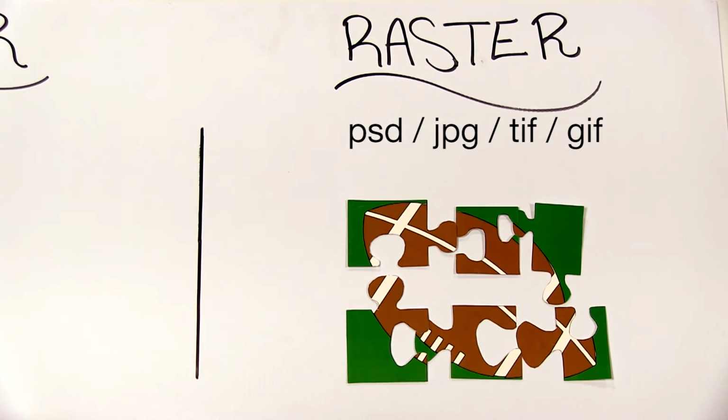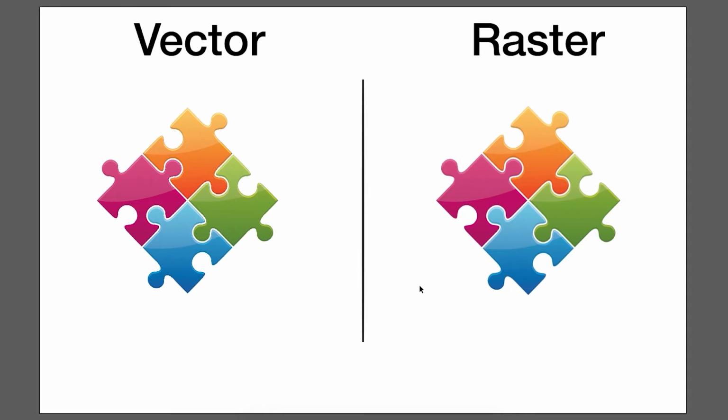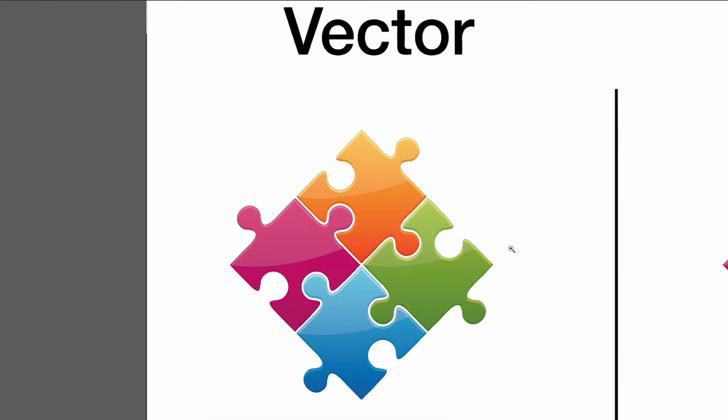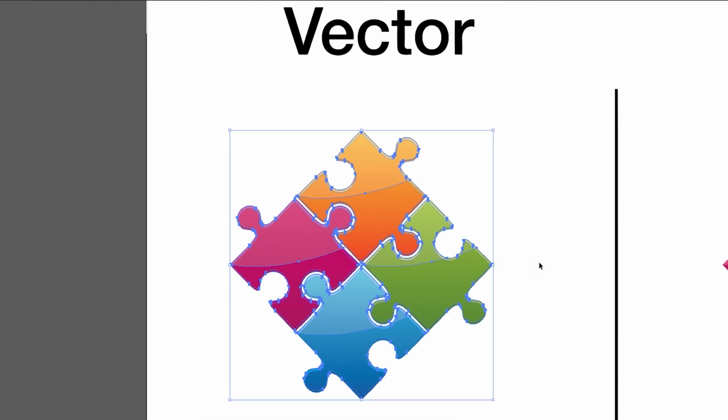Let's transfer the concepts we just learned about vector versus raster and make an artwork file. As you can see, we have a vector and a raster image. Just looking at them this way, they both look completely the same. But let's zoom in and take a closer look. So on the vector image, we're going to click on it, and as you can see, a bunch of little points popped up. That's an indication that it's going to be vector.